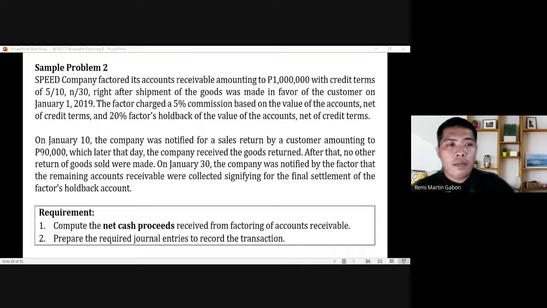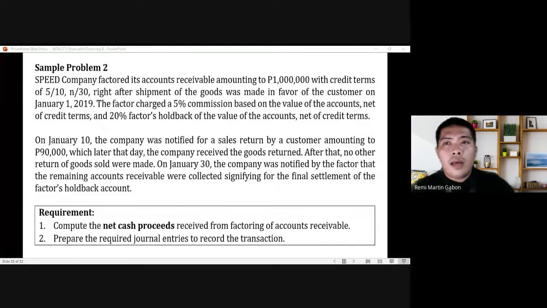Okay? Then on January 10, the company was notified of a sales return by a customer amounting to 90,000, which later on that day the company received the goods returned. After that, no other return of goods were made. On January 30, the company was notified by the factor that the remaining accounts receivable were collected, signifying final settlement of factors holdback.